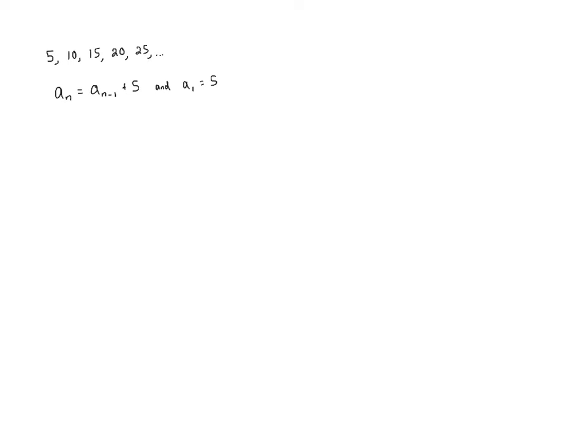We have a name for defining a sequence like this. We call this a recursive formula, and we can define sequences with a recursive formula so long as we have a first term and then a formula that tells us how to get subsequent terms. So if we had a formula that was defined like this, a sub n equals a sub n minus 1 plus 5, and a sub 1 equals 5.